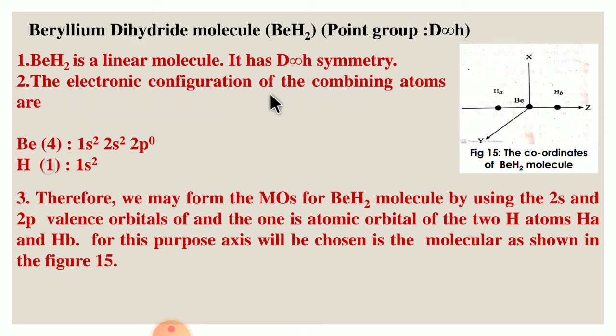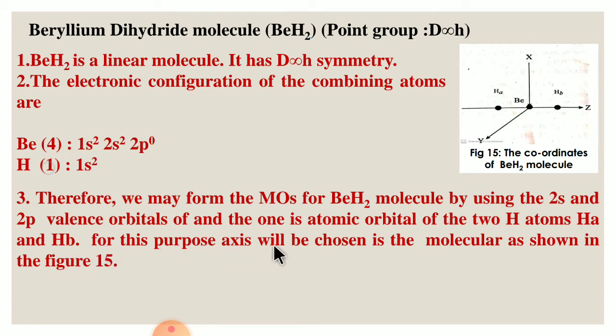The electronic configuration of the combining atoms: beryllium has atomic number 4 and its electronic configuration is 1s2 2s2 2p0, and hydrogen has atomic number 1 and its electronic configuration is 1s1. Therefore, we may form the molecular orbitals for the BeH2 molecule by using the 2s and 2p valence orbitals of beryllium, and the 1s atomic orbitals of the two hydrogen atoms HA and HB.